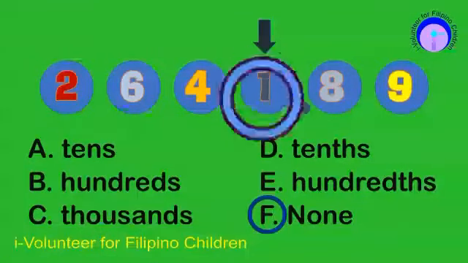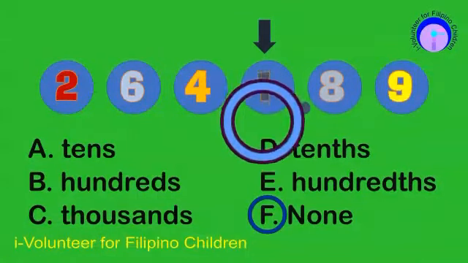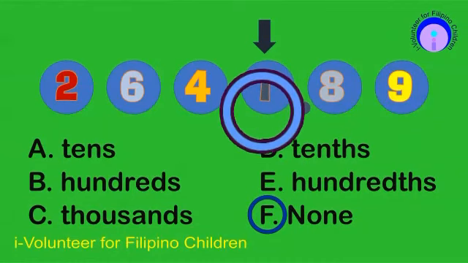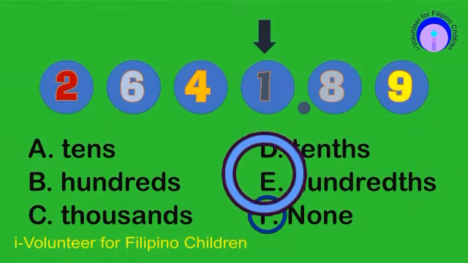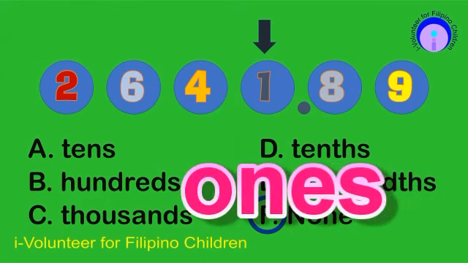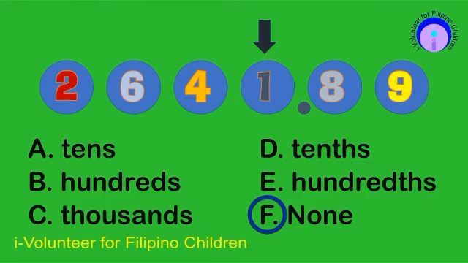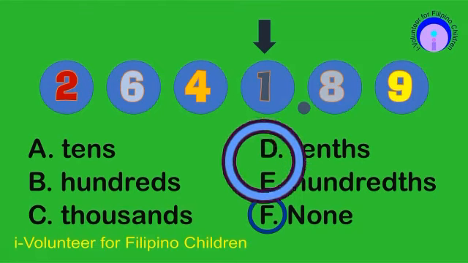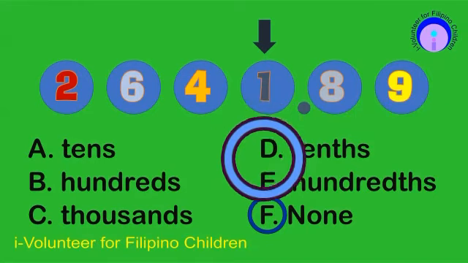Yes, the answer is none. Wala kasi sa option ang place value ng digit 1. Digit 1 is in the ones place. Therefore, the answer is letter F, none of the above.